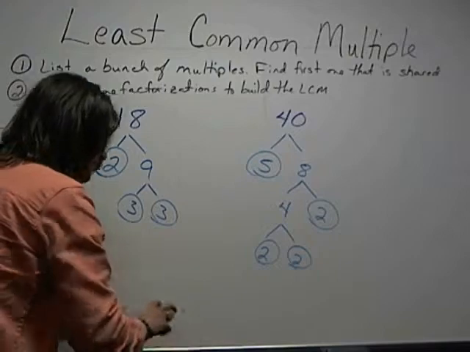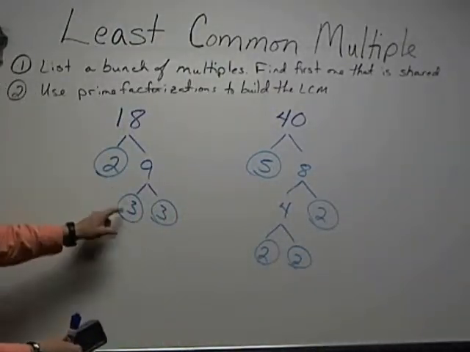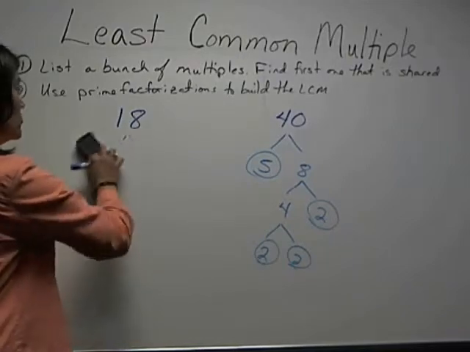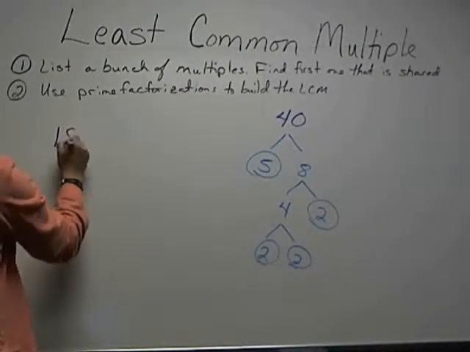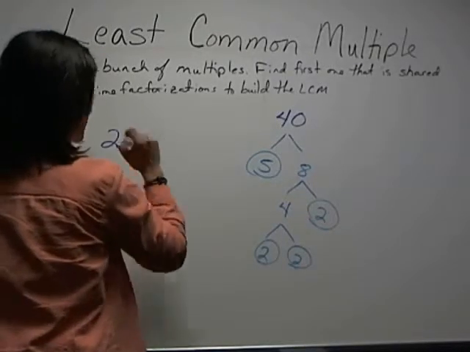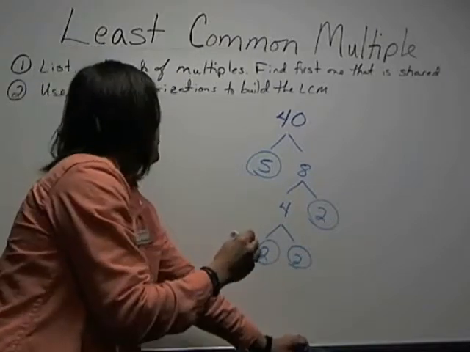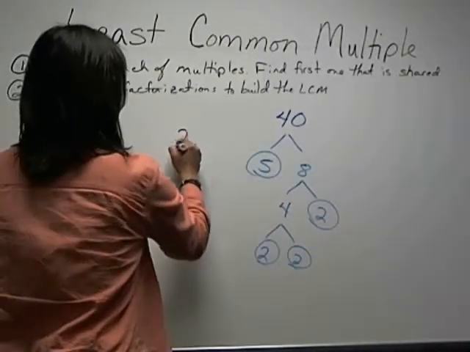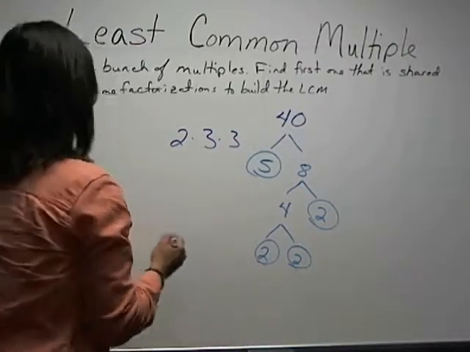Now, to keep us a little bit centered on our board here, I'm just going to use the space. See, our 18 was 2 times 3 times 3. So I'm going to use the space here to rewrite that. 18 is 2 times 3 times 3.